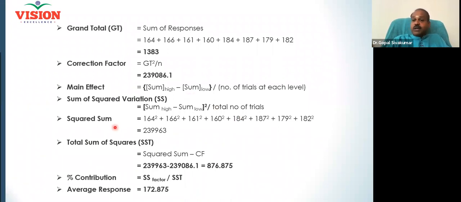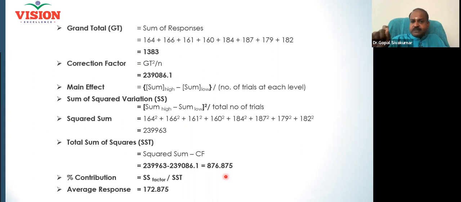Now calculate squared sum. What is squared sum? 8 readings. Each reading you have to square and you have to sum up. All of you understand how to calculate squared sum? Yes. Now, very important thing, total sum of squares. Total sum of squares is squared sums minus correction factor. Squared sums is here, correction factor is here. The difference is 876. This is called total sum of squares.